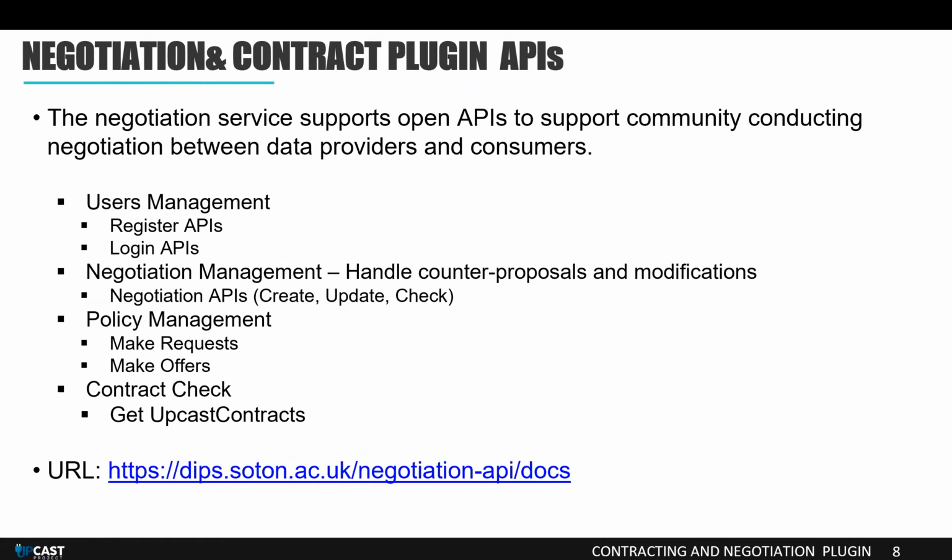And now, I'd like to introduce the APIs. Behind the user interface, the negotiation service exposes an Open API. This API is used to support the community to conduct negotiation between data providers and consumers. This API includes user management, negotiation management, policy management, and contract check. You can find the APIs from this link.